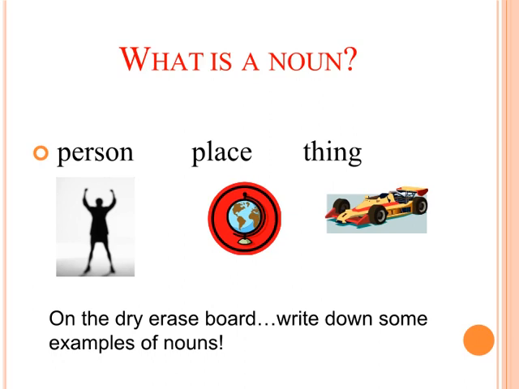Nouns as objects. Nouns can also be objects of a verb in a sentence. An object can be either a direct object, a noun that receives the action performed by the subject, or an indirect object, a noun that is the recipient of a direct object. Give the books to her. Books is a direct object, what is being given, and her is the indirect object, who the books are being given to.